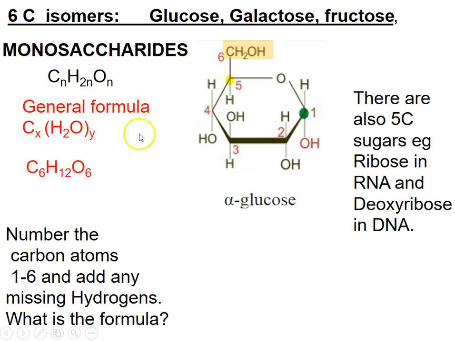Once you put them together though, once you start linking monomers to make a polymer, you lose a water molecule every time you do it. So this formula doesn't work for polymers. This formula works for everything. You could see that if you have 6 carbons, you've also got 6 water molecules. So you can get to this formula using that general formula.